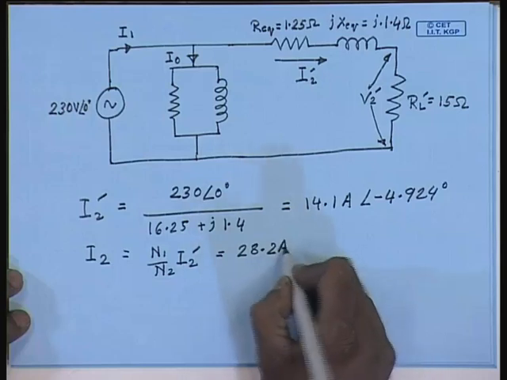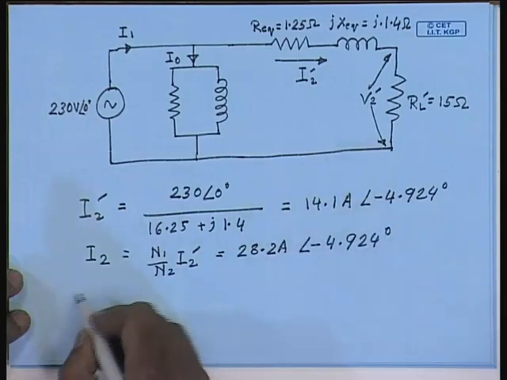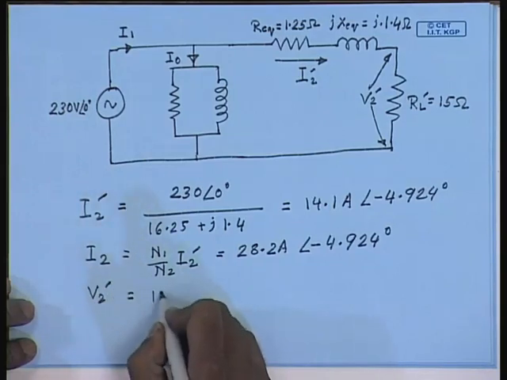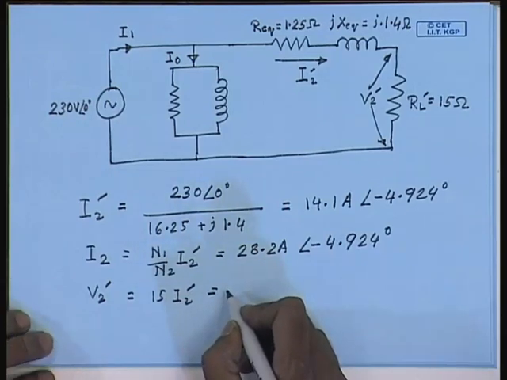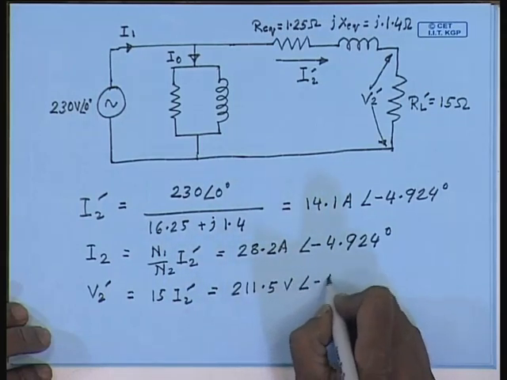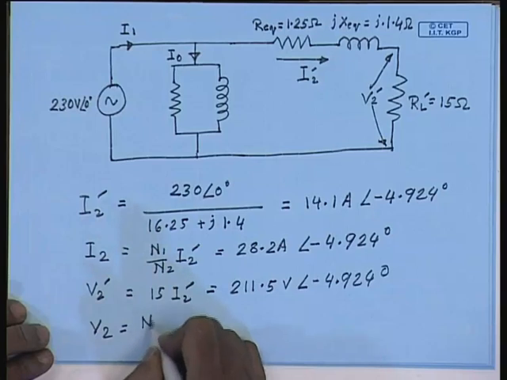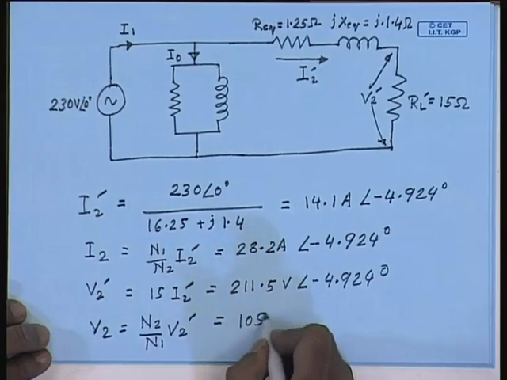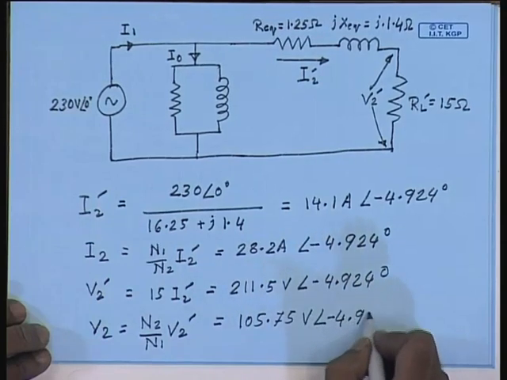So, I2 equal to N1 by N2 times I2 dash is 28.2 ampere angle minus 4.924 degrees. What is V2 dash? V2 dash again is 15 times I2 dash, and the value is 211.5 volt angle minus 4.924 degrees, and V2 equal to N2 by N1 times V2 dash equal to 105.75 volts angle minus 4.924 degrees.